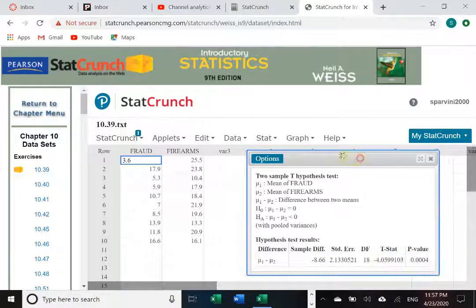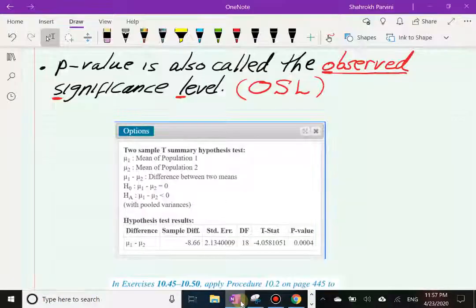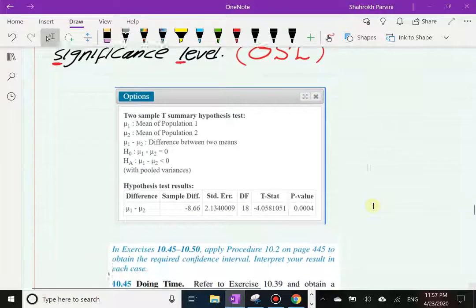And there you go. Our p-value is exactly the same. Our test statistic is about the same. So not much of a difference there. Okay, so this is how you do this in StatCrunch. Let me go back to my notebook, and that's how I got this output.